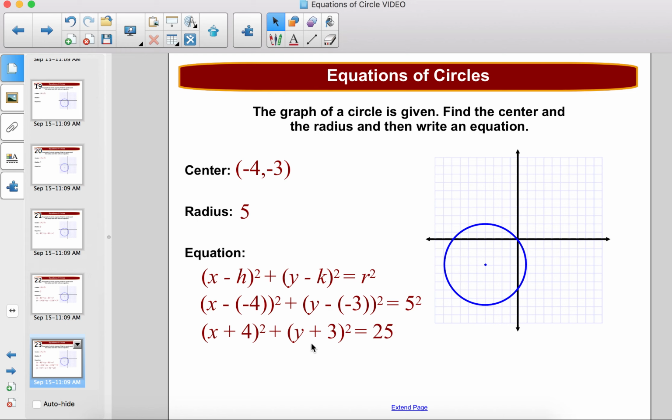Minus, minus became pluses. So that opposite thing's a little weird. Got to remember that, the opposites.